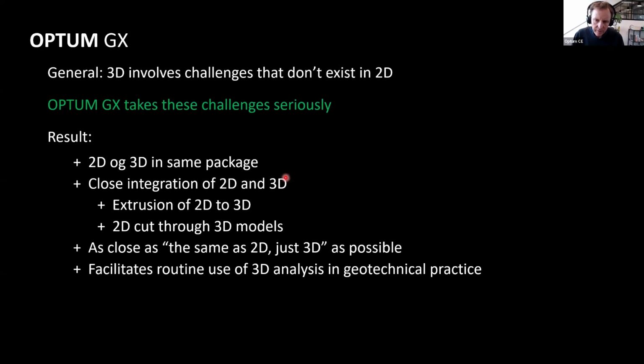Yeah, so 3D involves a lot of challenges that don't exist in 2D. Modeling is one, the geometry, but also the computations. And Optum GX is a program that has taken these challenges seriously, and the result is 2D and 3D in the same package. Close integration of 2D and 3D. So there's the extrusion and then the 2D cuts through 3D models. So we've achieved something that is as close to the same as 2D, just 3D, as possible, I think. And it's something that facilitates routine use of 3D analysis in geotechnical practice.